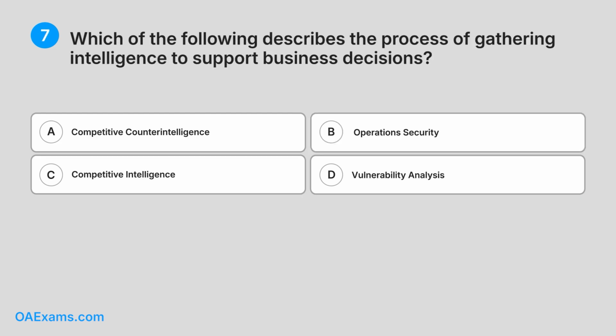7. Which of the following describes the process of gathering intelligence to support business decisions? A. Competitive counterintelligence. B. Operations security. C. Competitive intelligence. D. Vulnerability analysis. Do you know the answer?